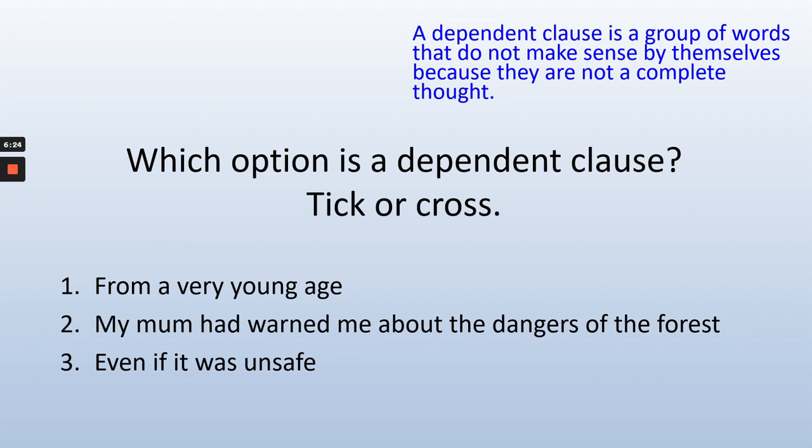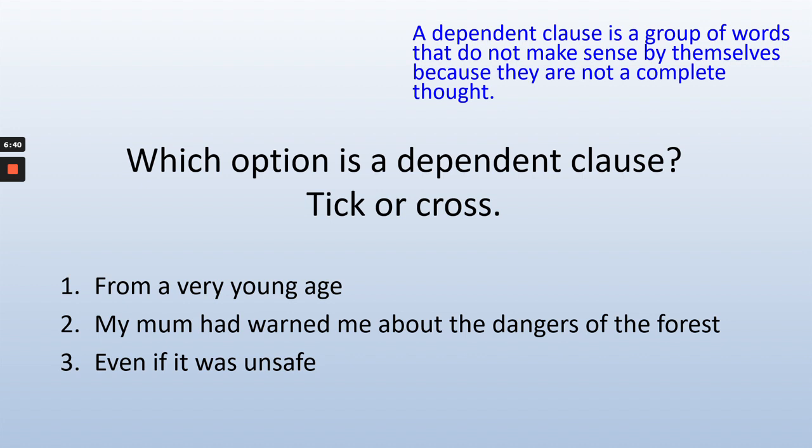Which option is a dependent clause? Tick or cross? Number 1, from a very young age. Number 2, my mum had warned me about the dangers of the forest. Number 3, even if it was unsafe.